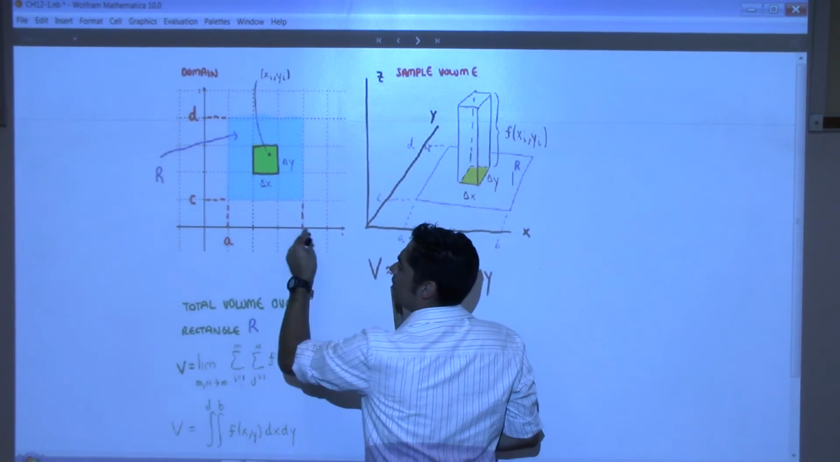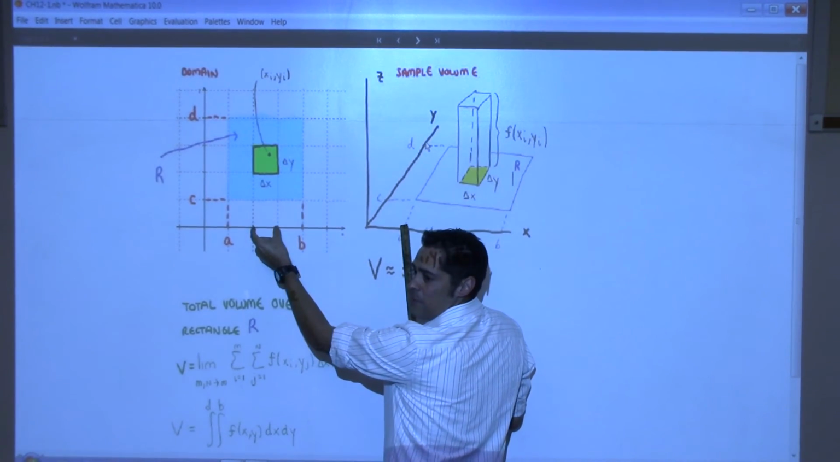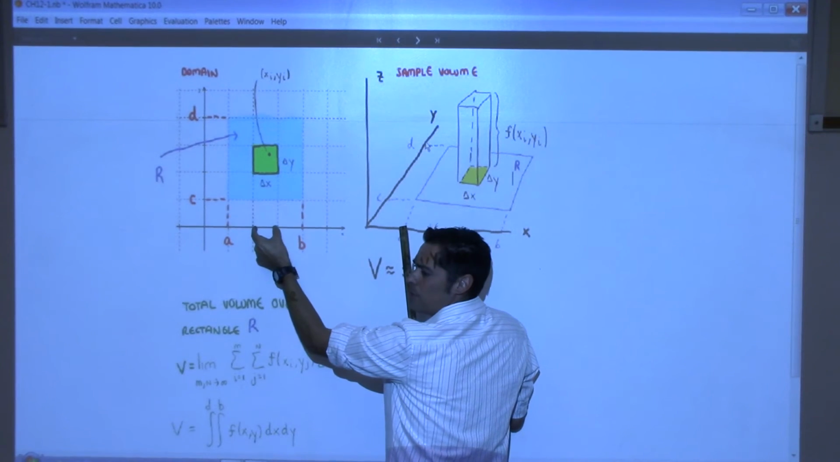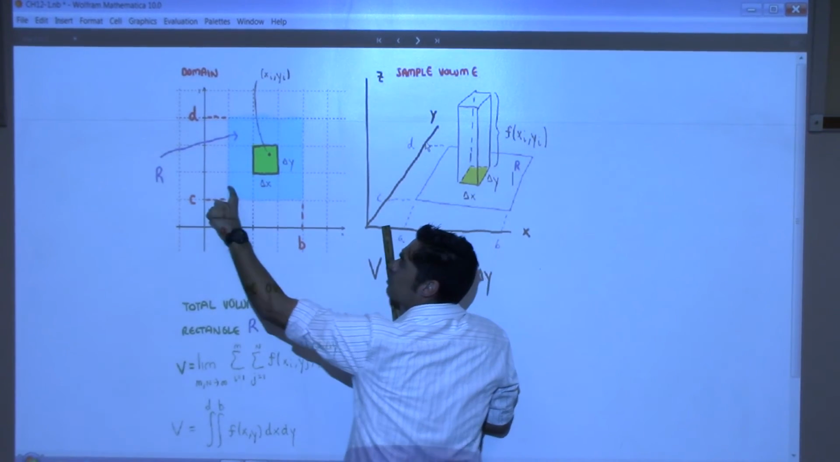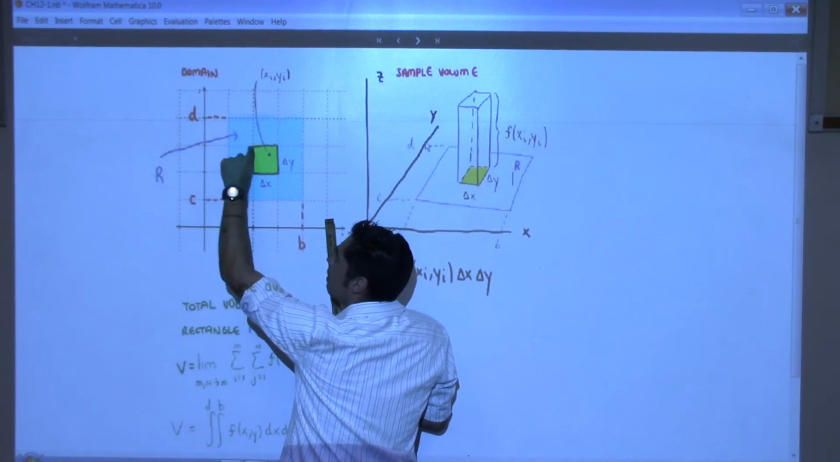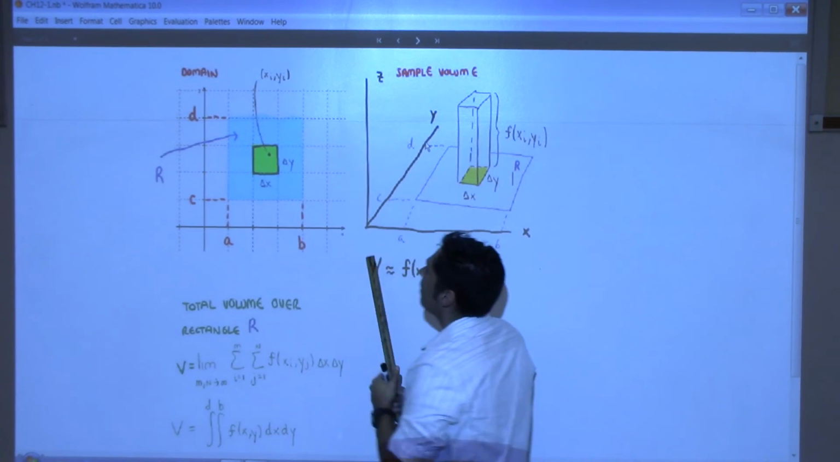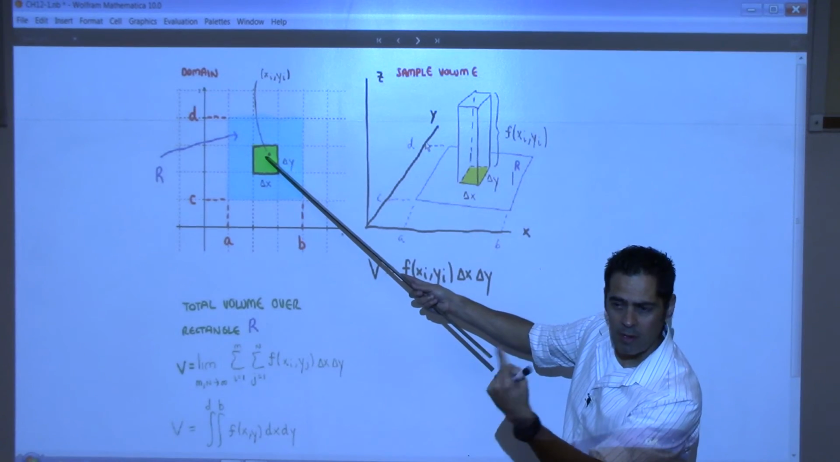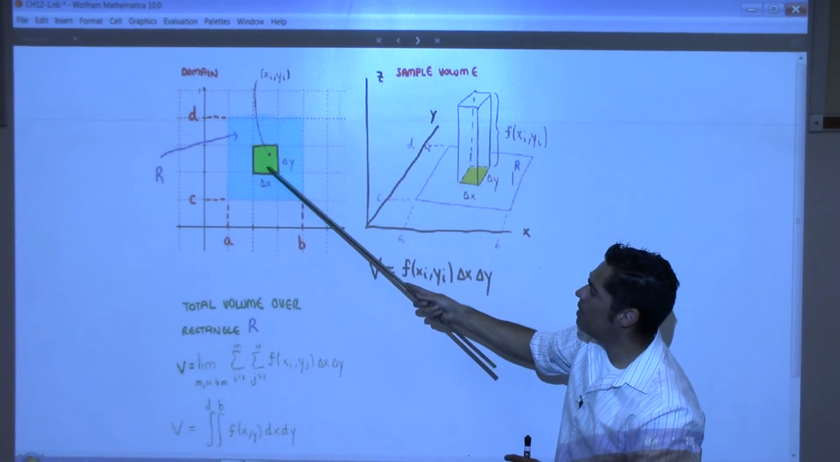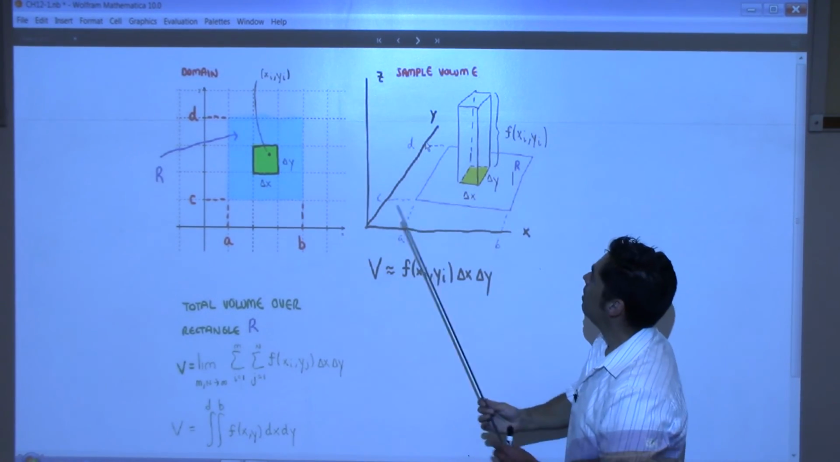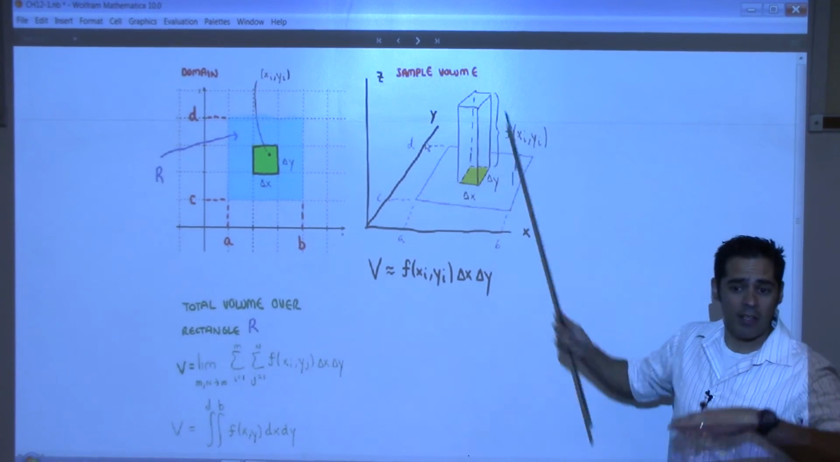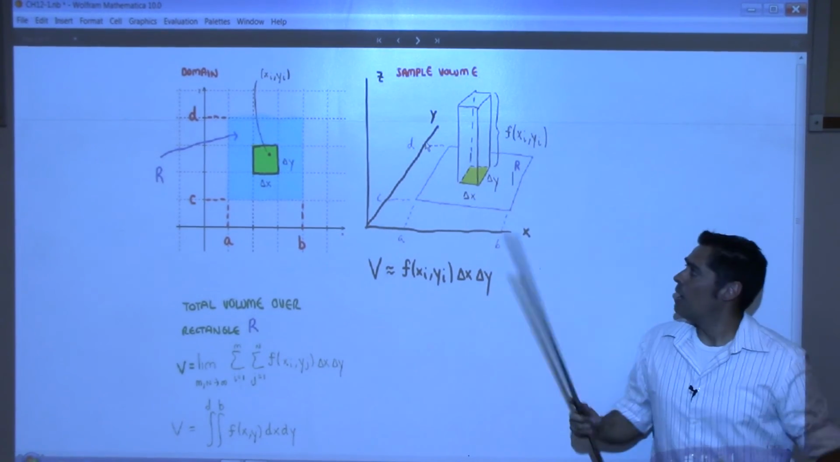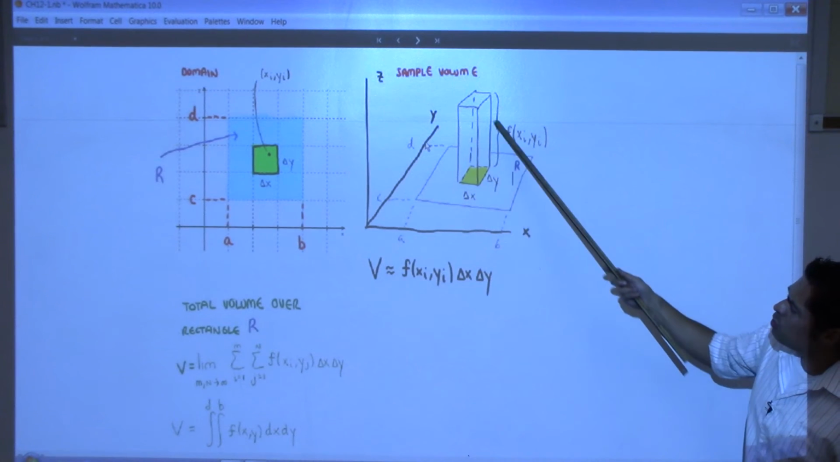If I pick some little dx, remember dx came off the x-axis? Some little dx, and I pick some little dy this way, I create this little box right here. If I pick some point inside that box, it would have both an x and a y coordinate. I'm going to call it x sub i, y sub i, and I plug that into the surface, it will pop up and it will be some value, and that will give me a height, won't it? And the volume of this is what?